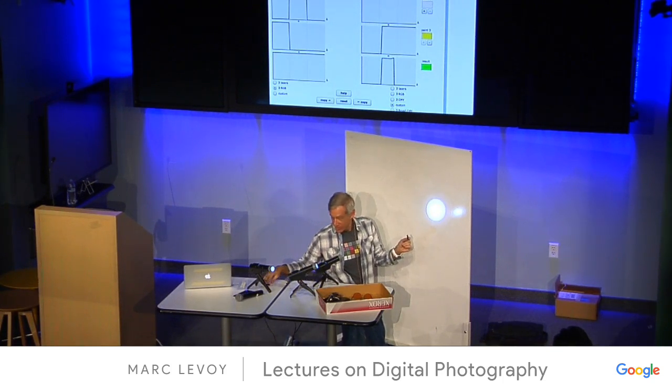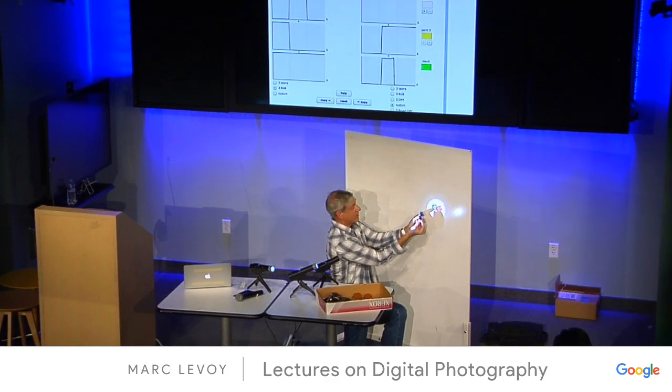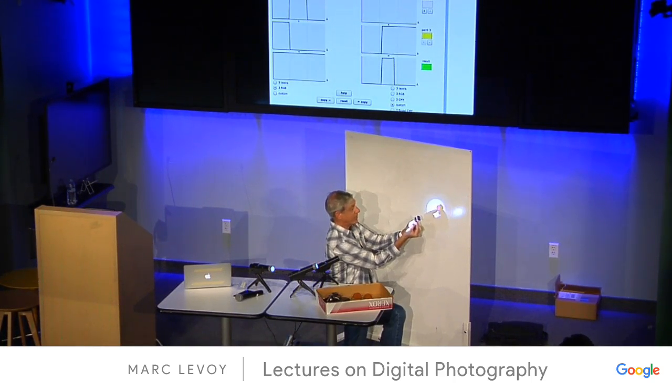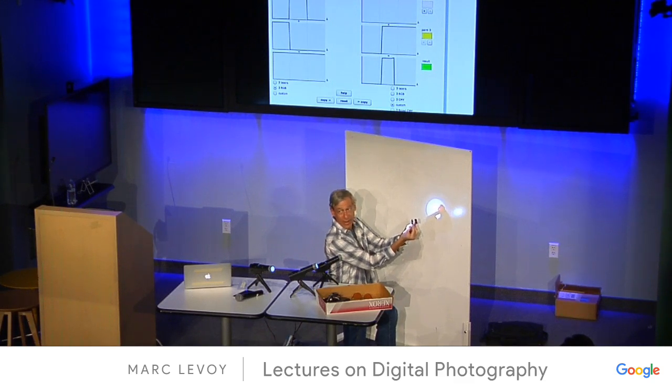Okay, or we can do cyan and magenta, and we'll get a nice blue. Or we can do magenta and yellow, and we'll get a very nice red. So that is how printing works.